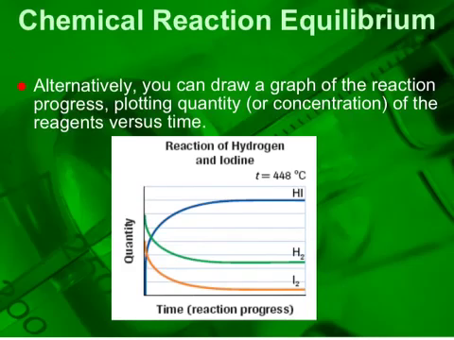We can also describe an equilibrium by using a graph. On the x-axis, we have the time or reaction progress. And on the y-axis, we have the quantity or concentration of the various species we have in our system. So in this graph, we see that initially we have a moderate amount of hydrogen gas and iodine gas and no hydrogen iodide. But over time, hydrogen iodide is produced, whereas hydrogen gas and iodine gas are slowly consumed.